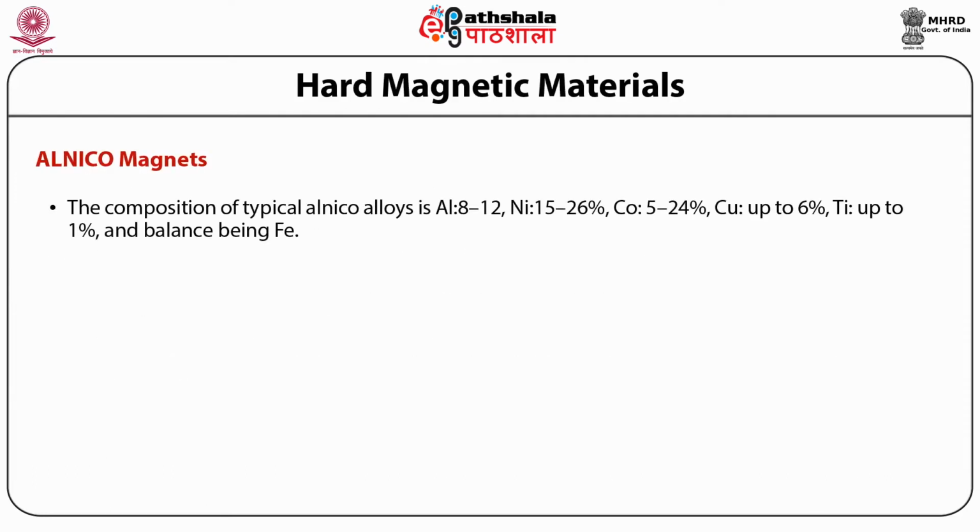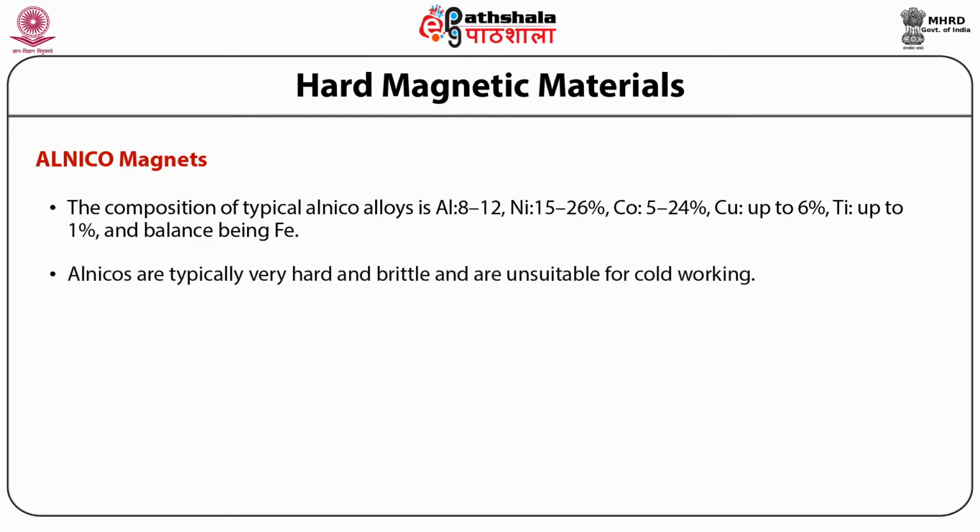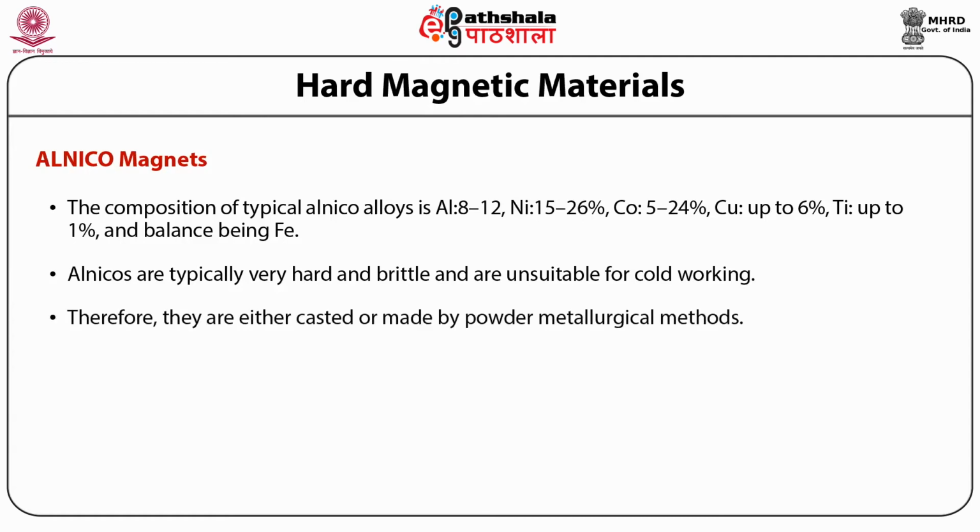The composition of a typical Alnico alloy is 8 to 12% aluminium, 15 to 26% nickel, 5 to 24% cobalt, up to 6% copper, and up to 1% titanium, and the balance being iron. Alnicos are typically very hard and brittle and are unsuitable for cold working. Therefore, they are either cast or made by powder metallurgical methods.